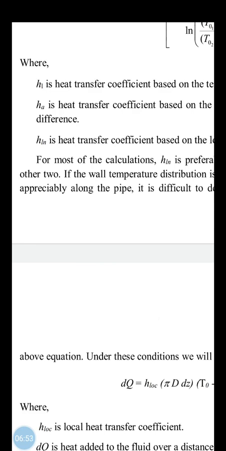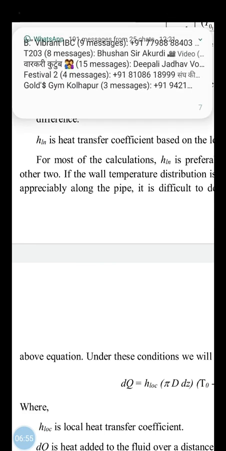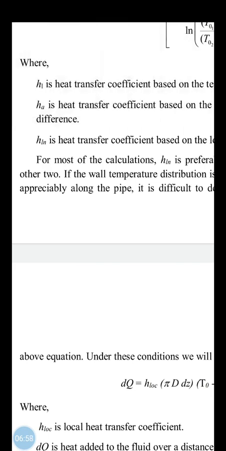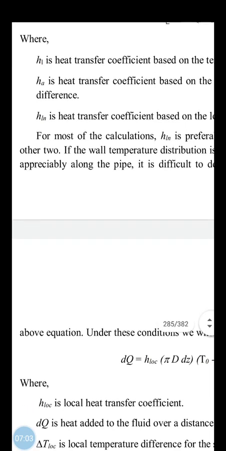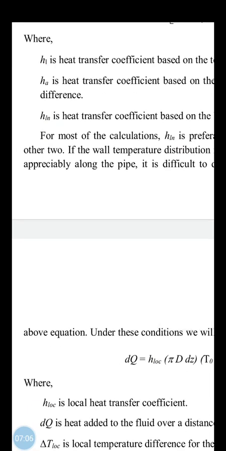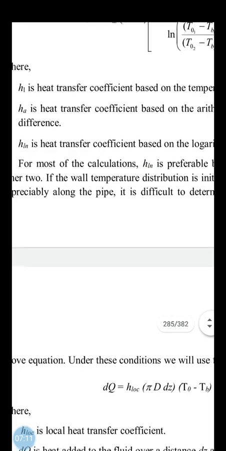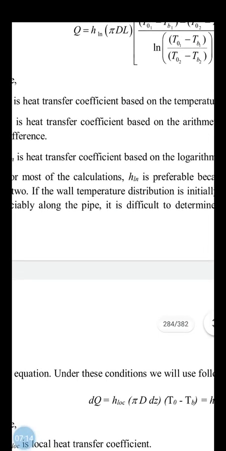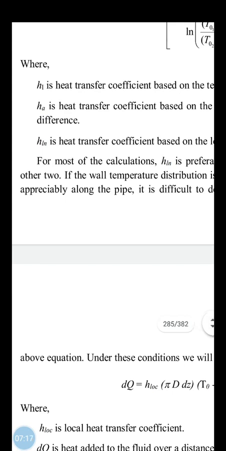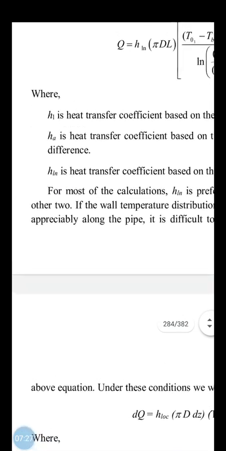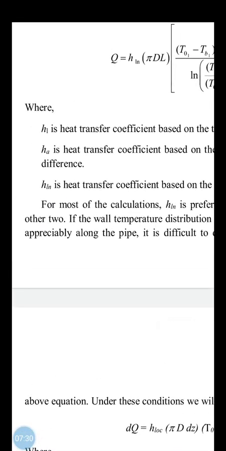So we discussed the three different heat transfer coefficients based upon initial temperature, arithmetic mean temperature, and logarithmic mean temperature. For most of the calculations in heat transport, the logarithmic heat transfer coefficient is preferable. Why? Because it depends less upon the L by D ratio, and it gives you a more accurate value of temperature difference. It gives a more accurate value of the heat transfer coefficient. So this is how you can prefer the logarithmic mean over the remaining two.